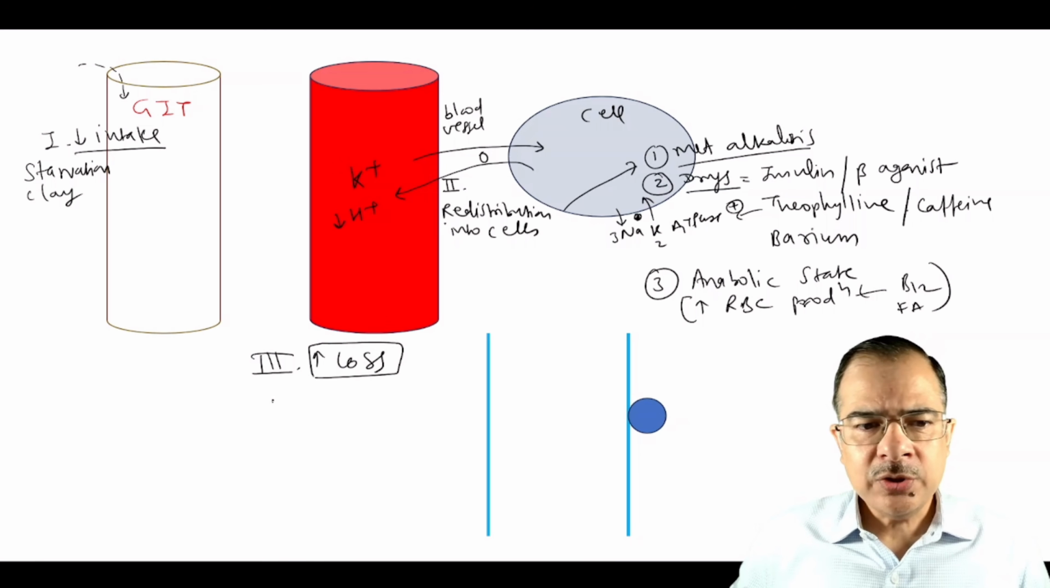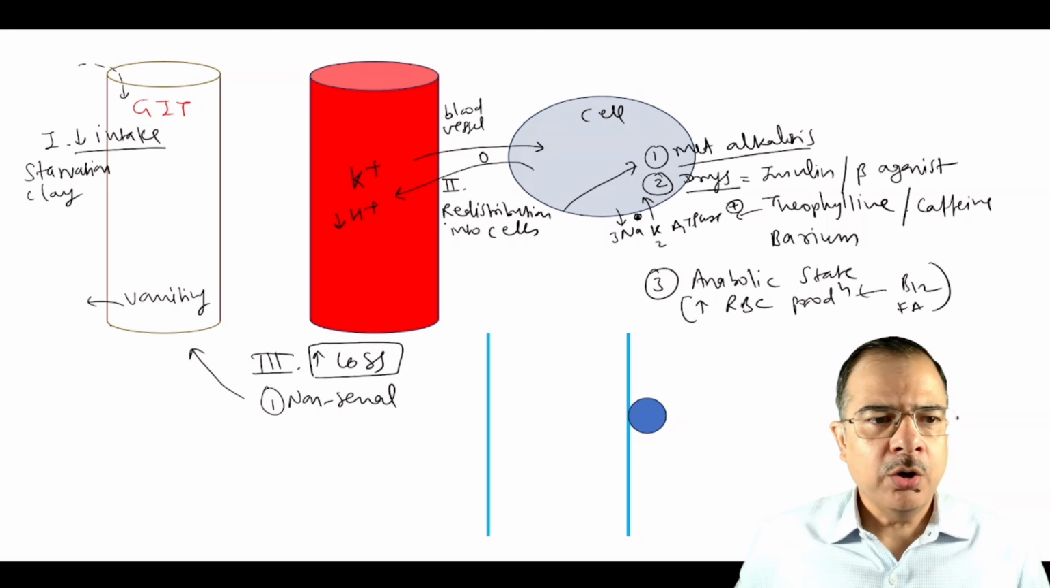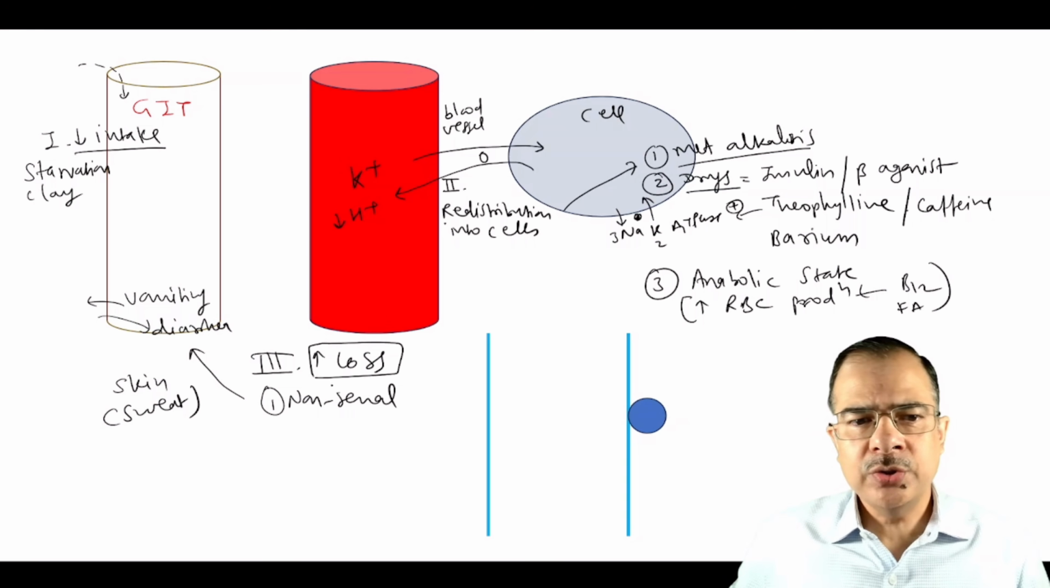Now, the third cause of low potassium is increased loss. Increased loss can be due to non-renal causes. Non-renal causes can be through the GIT, meaning vomiting, where potassium is lost, or diarrhea, or it can be through the skin, sweat. So these are the non-renal causes.